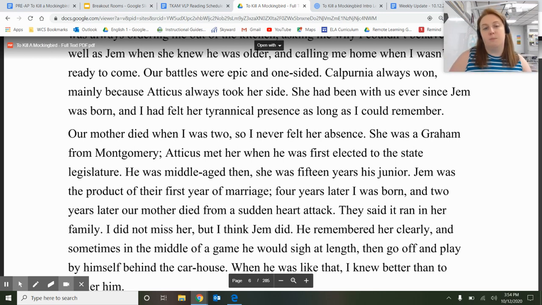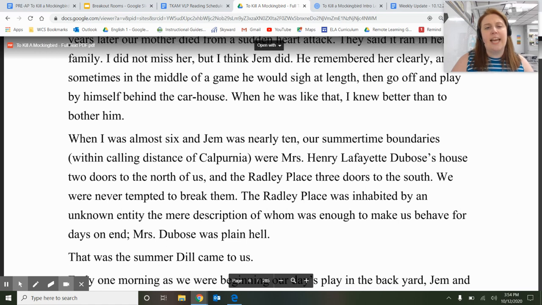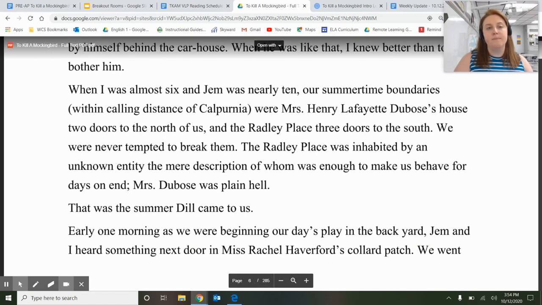4 years later, I was born. 2 years later, our mother died from a sudden heart attack. They said it ran in her family. I didn't miss her, but I think Jim did. He remembered her clearly, and sometimes in the middle of a game, he would sigh at length and then go off and play by himself behind the car house. When he was like that, I knew better than to bother him.